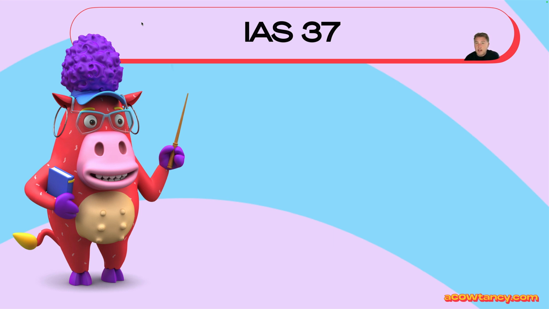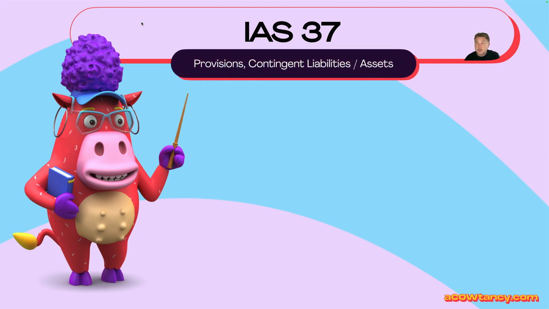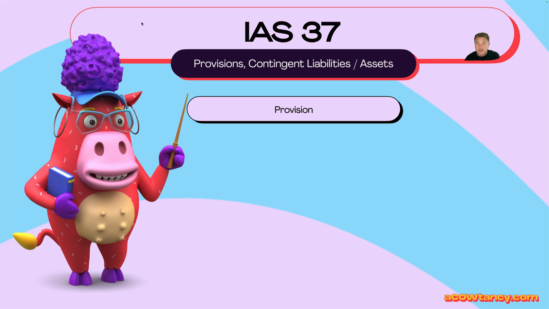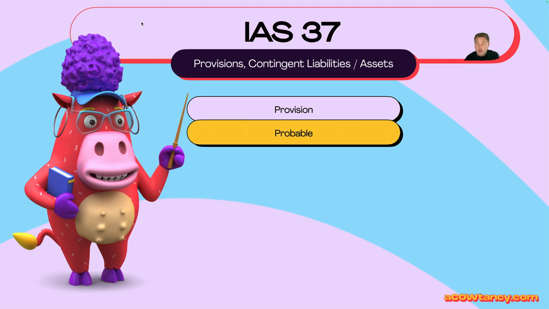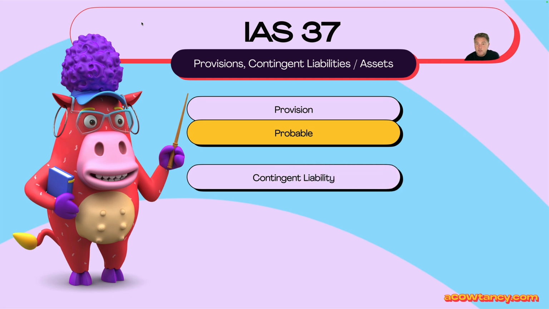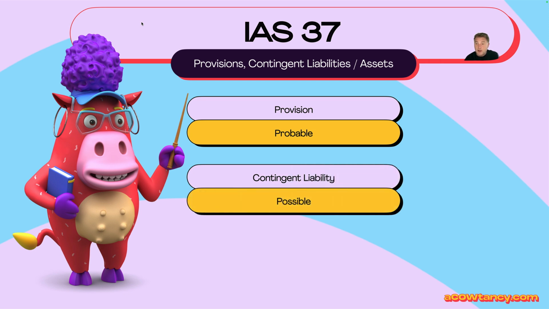Right, let's have a quick recap of provisions, contingent liabilities and contingent assets. Let's focus on provisions. So we bring something into the accounts: debit expense, credit provisions in liabilities. And we can only bring a provision in if it is probable, okay? If it's not probable, then it's a contingent liability. That's when it's possible that we might have to pay.